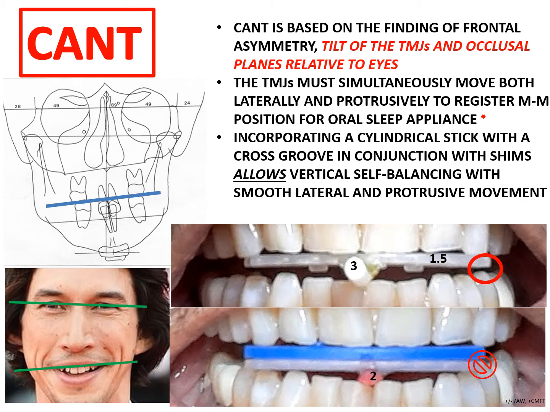The TMJs must simultaneously move both laterally and protrusively to register the maxillomandibular position for a sleep appliance. Incorporating a cylindrical stick with a cross groove in it in conjunction with the shims, as you see in the pictures on the lower right, allows vertical self-balancing with smooth lateral and protrusive movements. So we can't account for tilt. However, an oral airway dilator does not necessarily correct the skeletal asymmetry of the face. It just balances the neuromuscular activity to a great extent.